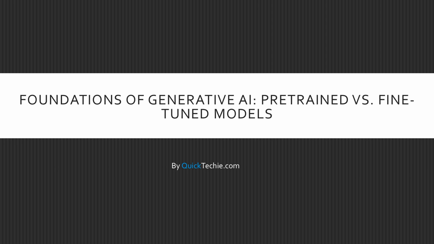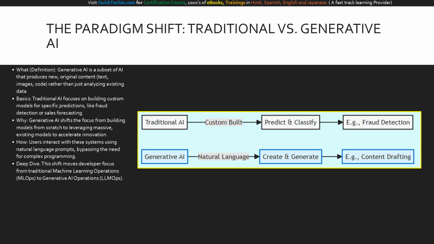Let's get started. Let's begin by defining what generative AI actually is and how it differs from the AI we've used for the past decade. As noted in our first bullet point, traditional artificial intelligence was highly specialized. It required data scientists to build custom models from scratch to perform specific predictive tasks, like forecasting inventory or flagging fraudulent transactions. Generative AI represents a massive paradigm shift.